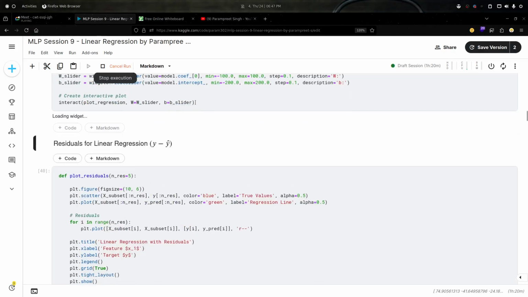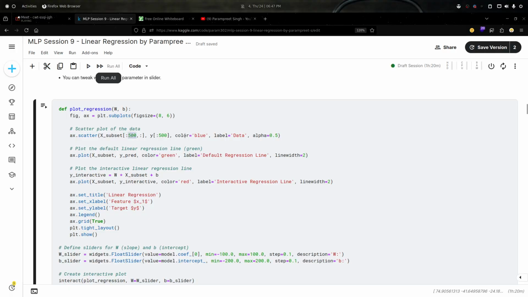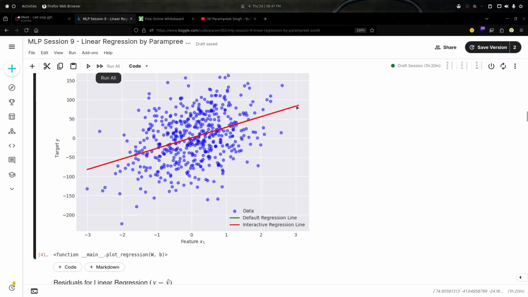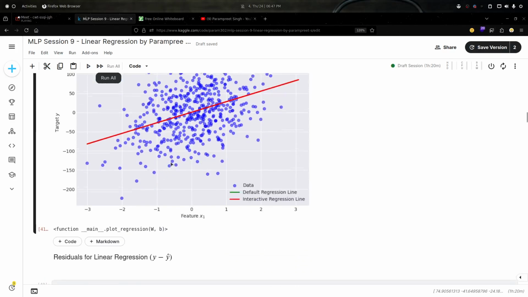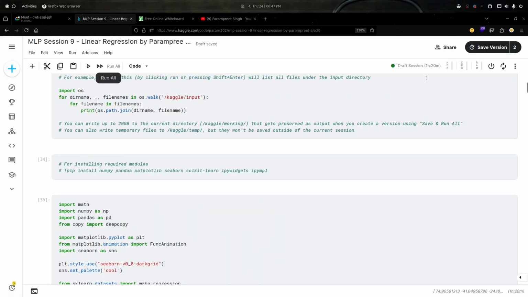So if I run it again also, this is the graph which you get, and this is just for the 500 samples I am using as of now. As I said, these blue dots represent the samples and the red represents the regression line. There is also a green line which represents the regression line. Now, I'm not getting the slider here. Let me reload it once.